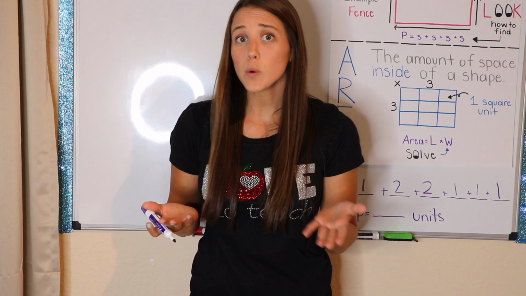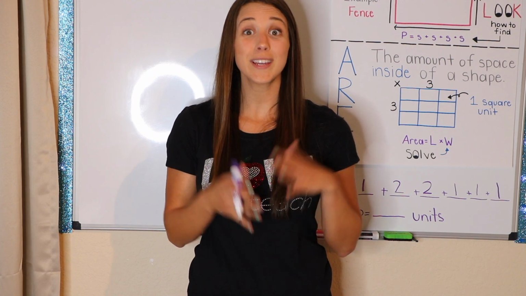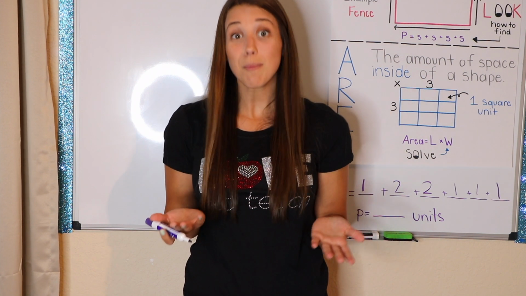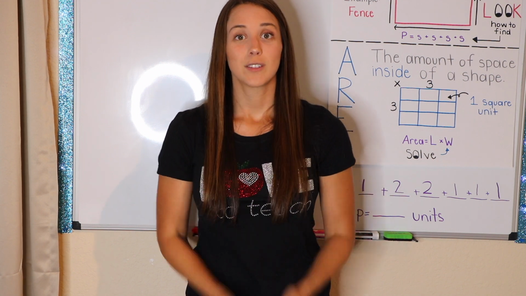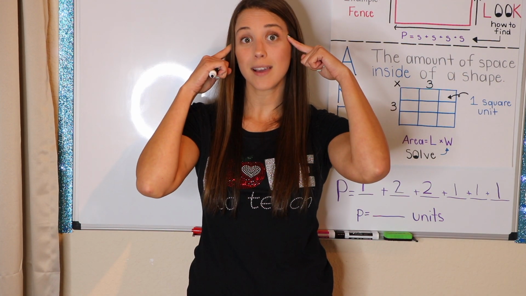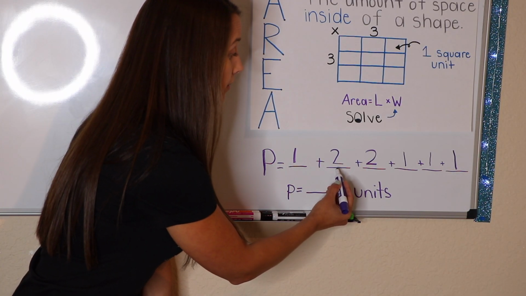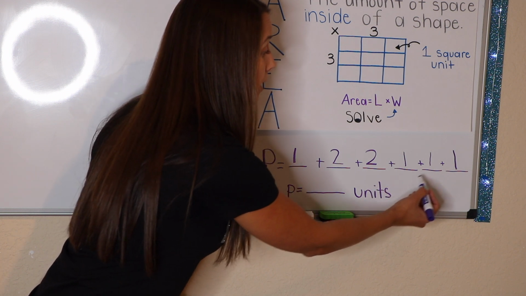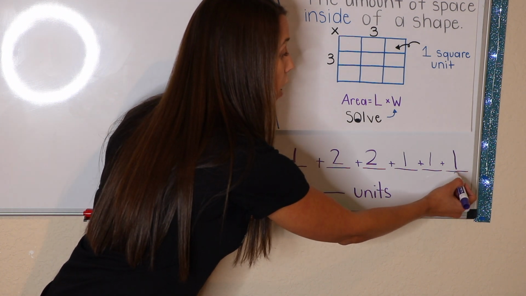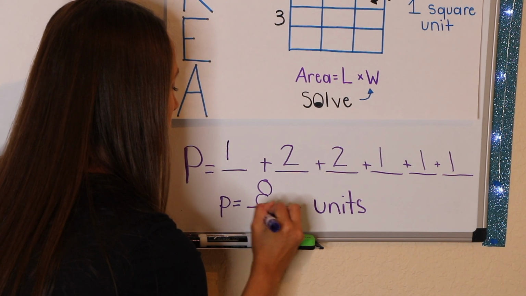Now, in case you are wondering, Miss Sieber, are we finished? The answer is no. We plugged in my equation. Now we need to solve my equation. So get your math thinking caps ready because it's time to add. 1 plus 2 is 3. 3 plus 2 is 5. Plus 1 is 6. Plus 1 is 7. Plus 1 is 8. So the perimeter of my shape is 8 units.